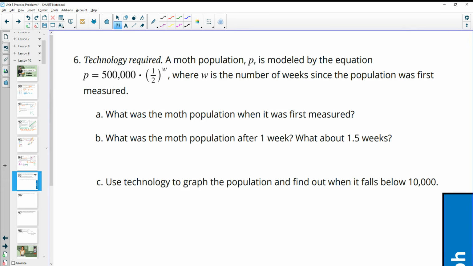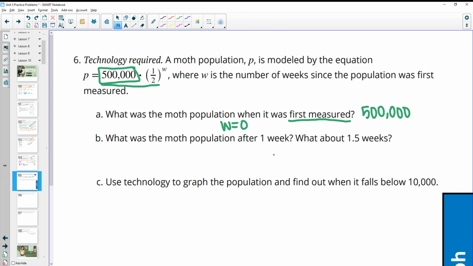Number 6, a moth population P is modeled by this equation, where W is the number of weeks since the population was first measured. What was the moth population when it was first measured? So first measured is your initial population. So right there at 500,000, you can just steal it from the equation. You also, if you forget that, you can plug in W equals 0 and use your calculator, and it'll give you back 500,000 as well.